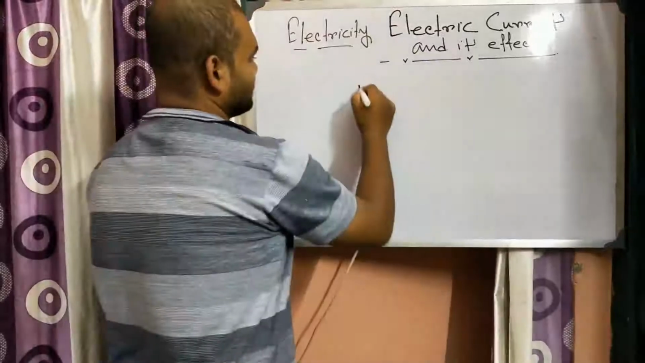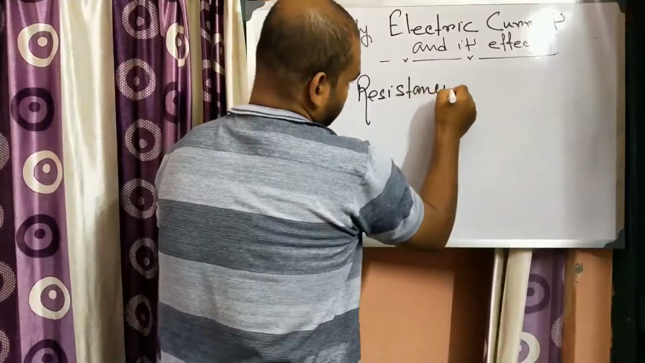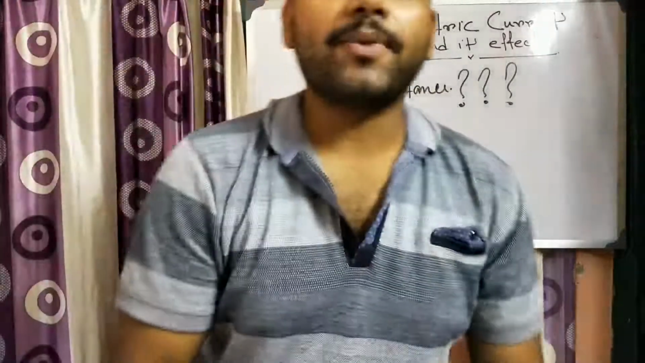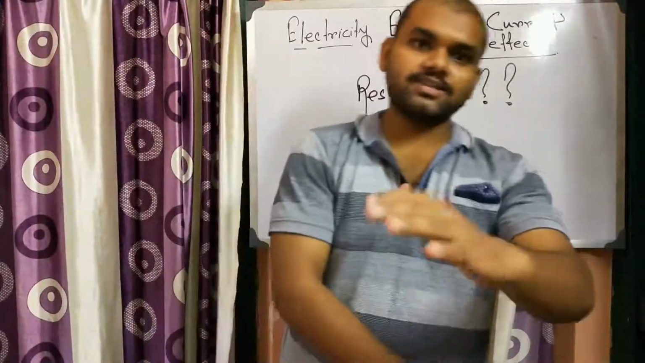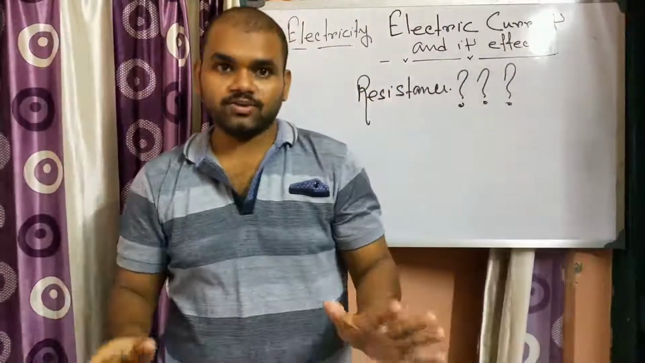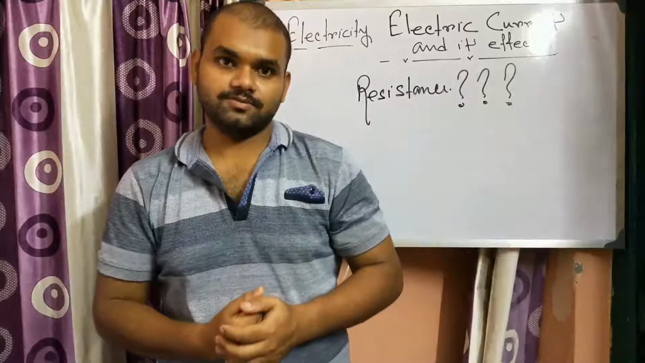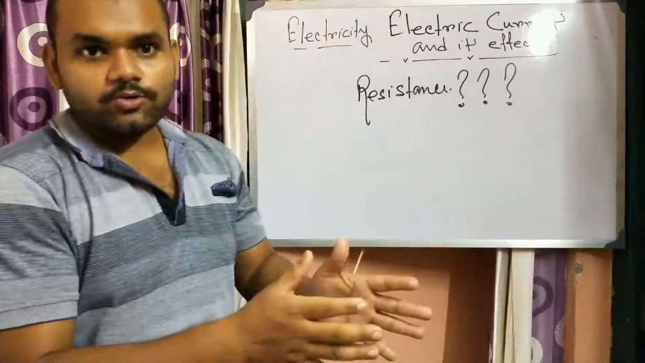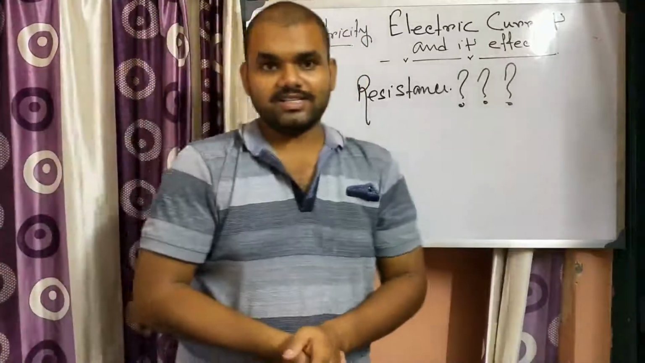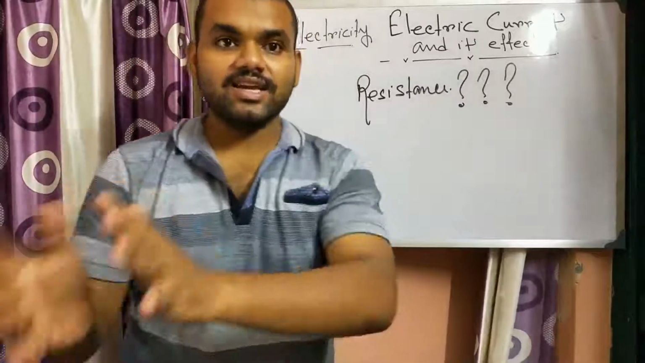What is resistance? Resistance is a property of a material by virtue of which it doesn't allow the electric current to pass through it, or rather the electrons to move through it. So conductors have resistance, insulators also have resistance, but conductors have less resistance than insulators.